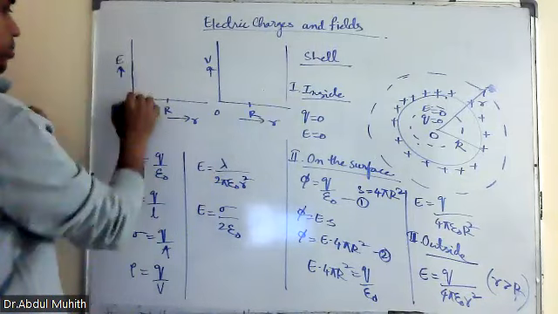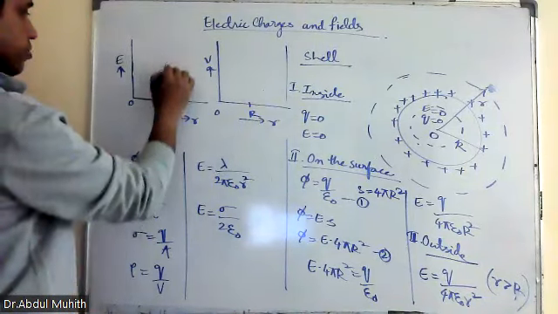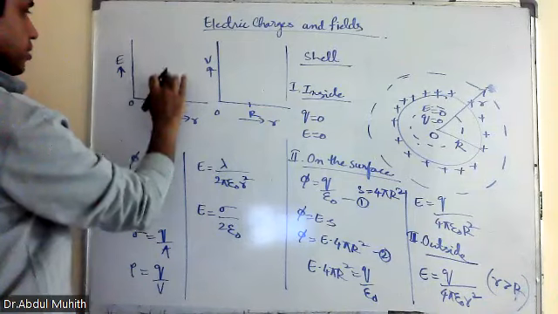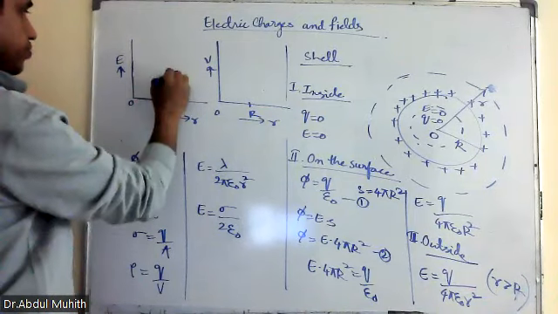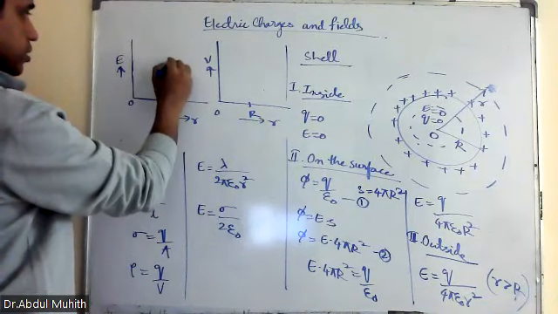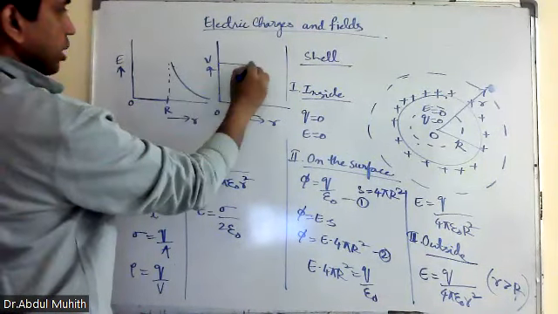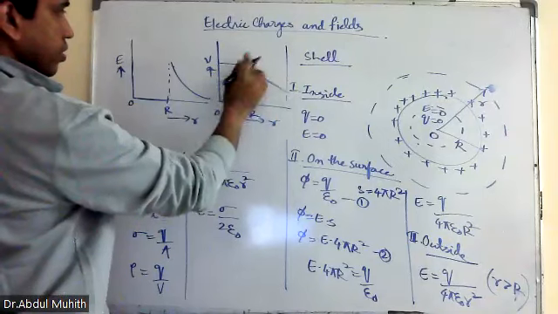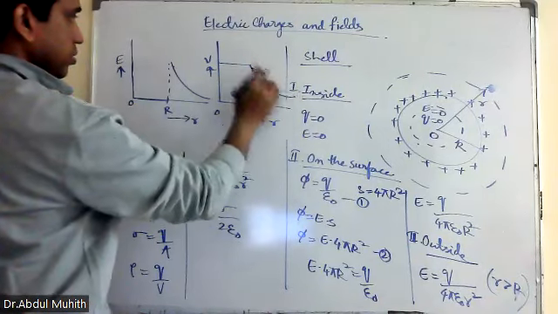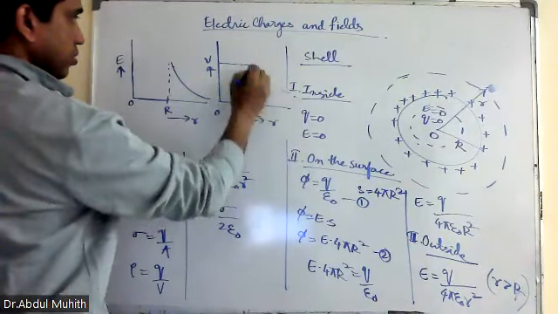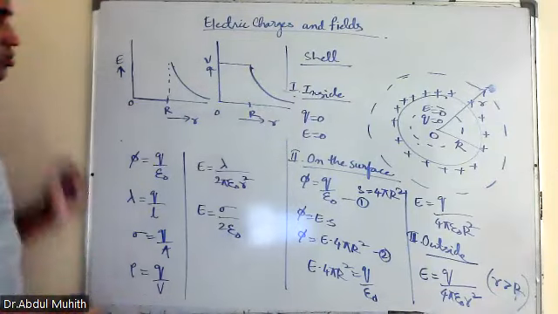Now for electric field, what happens? It is 0 from the center and it is maximum here. It goes like this. The second one is for electric potential, it goes like this and comes like this. So these are the two graphs.